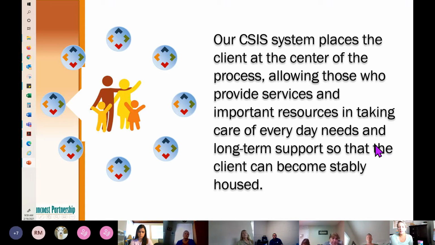So our system is a client-centered system. Sorry, my coworker is barking at a neighbor cat that just entered my yard. I hope you guys can't hear him.